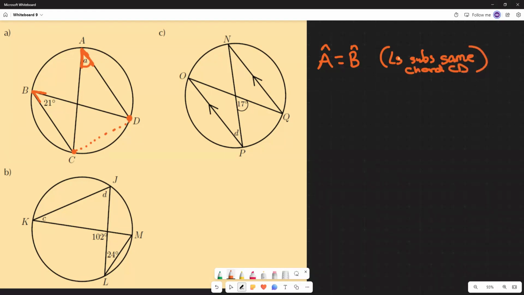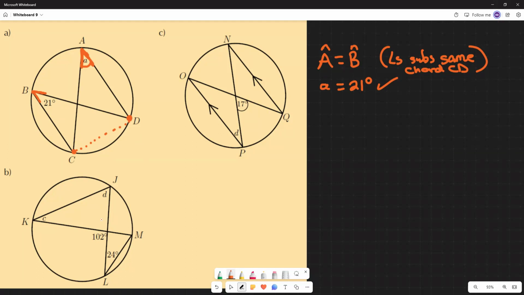Some people say angle in the same segment. It's also fine. And then angle A, its magnitude is small a. Angle B, its magnitude is 21 degrees. Then we're done with the value of A. Right. Awesome. Now let's go to the next one.